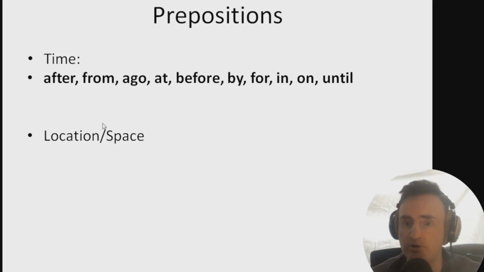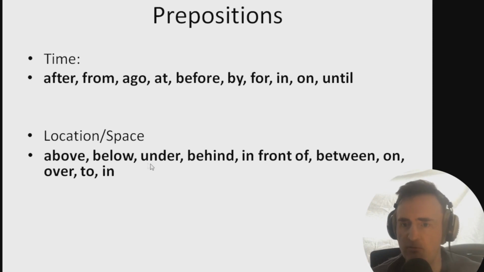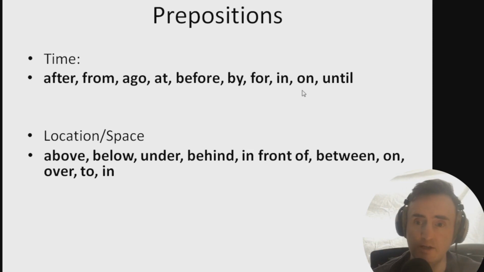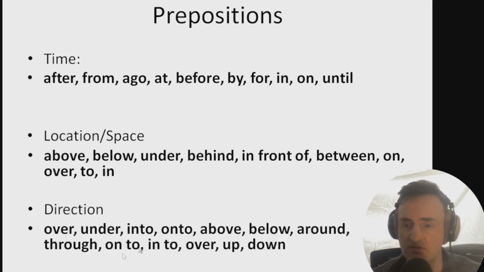So not only is there time, there's also location and space. So above, below, under, behind, front, between, on. See, on is also on time, on top. You can see how they all mean the same thing. And then we've got direction. You've got over, under, onto, above, below. All these little words give more detail to the nouns.